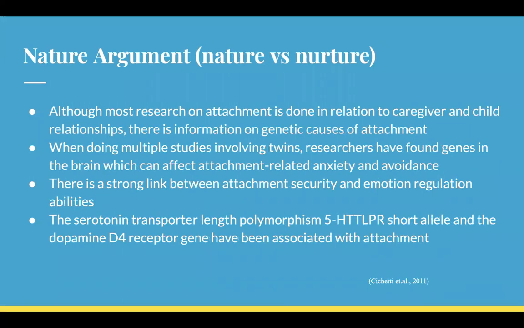And so the nature argument: although most research on attachment is done in relation to caregiver and child relationships, there is information on genetic causes of attachment. When doing multiple studies involving twins, researchers have found genes in the brain which can affect attachment-related anxiety and avoidance, since there is a strong link between attachment security and emotion regulation abilities. So there are a lot of genes within a person that tend to correlate with attachment security.